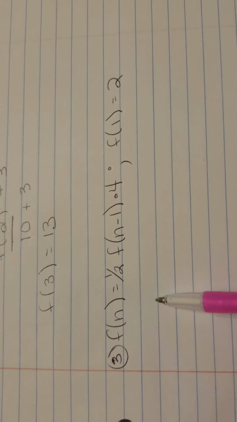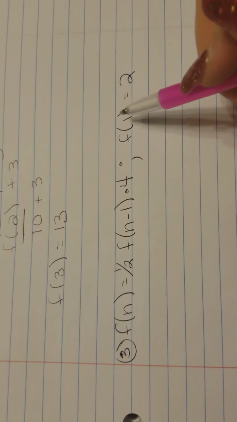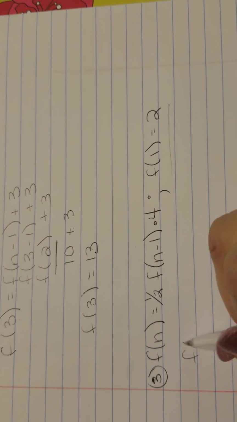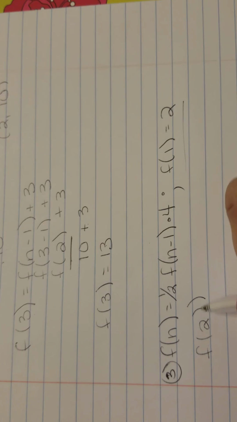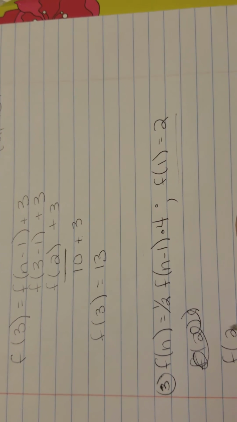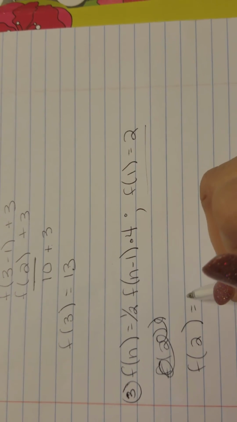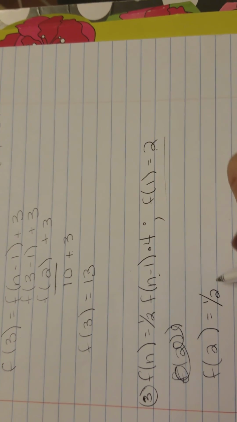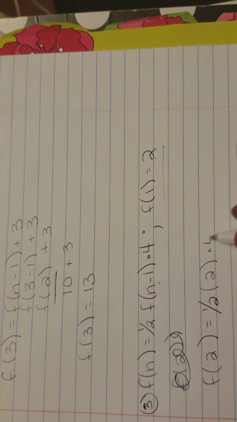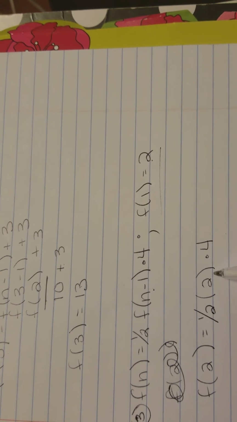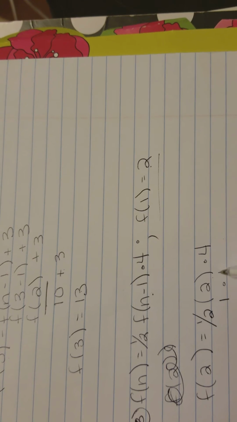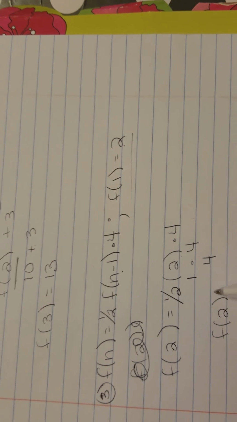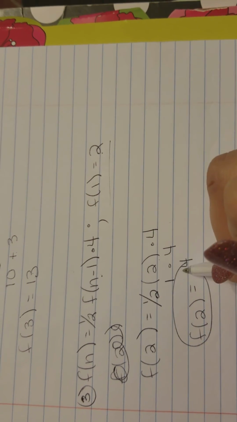So number 3 and 4, we've got to pay attention to the order of operations. We still are given the first term, which is 2. But now, to get f of 2, we take half of the previous term. Well, that previous term is 2, so half of 2 times 4. Well, half of 2 is 1 times 4, and 1 times 4 is 4. So f of 2 equals 4.